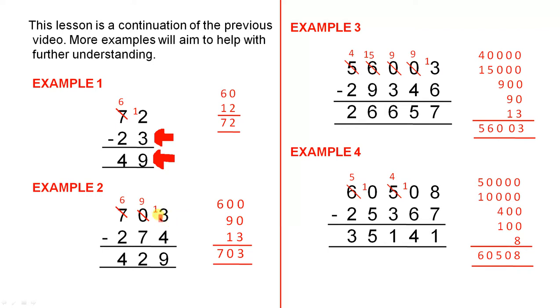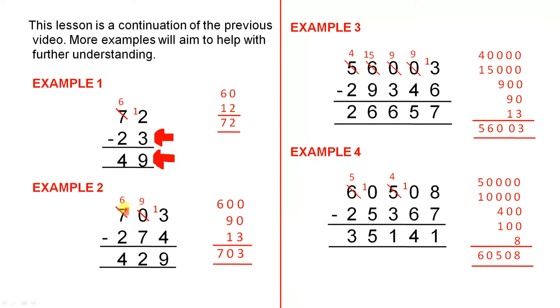Example 2, we've done our trading. I won't go through it in detail because you've got an idea now what trading is all about. I will just say for this particular example, 3 take away 4 you can't do, so we've traded, so that's 110 from that column. Whenever you have a 0 and you cross the 0 off and make that a 9, you have to go to the next column because the trading continues, and then that 7 becomes a 6. Then you do your subtraction normally.